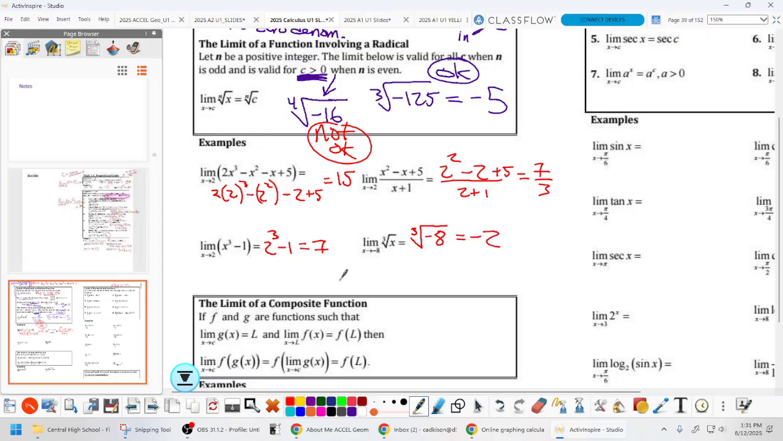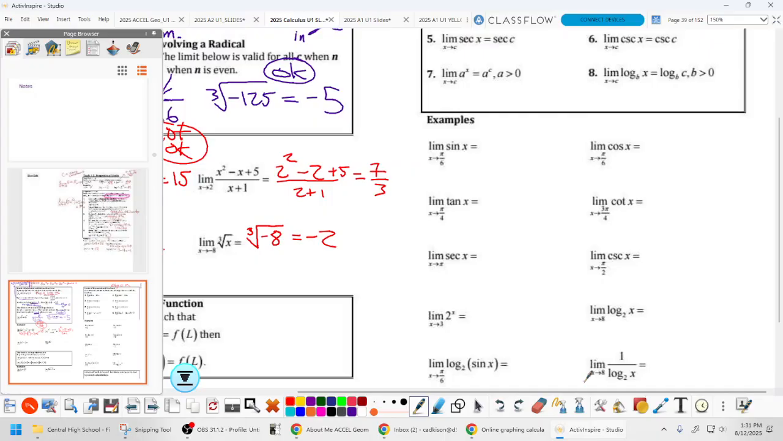Alright, double check those. If that had been square root, what would we have done? If this had been square root instead of cube root, just be careful because you can't square root a negative 8. Not in the real number system. Okay. Alright, keep working. If you're done, you're good.